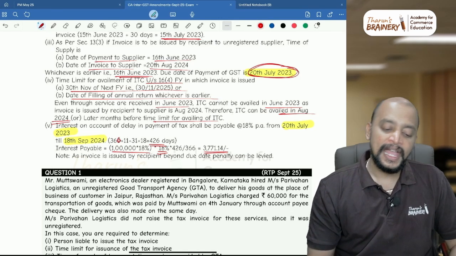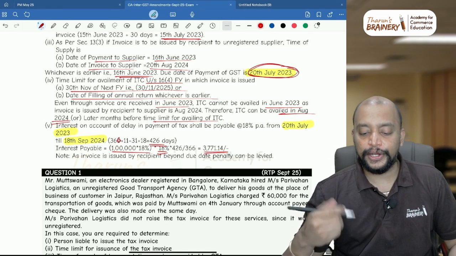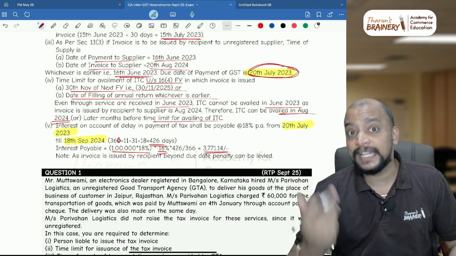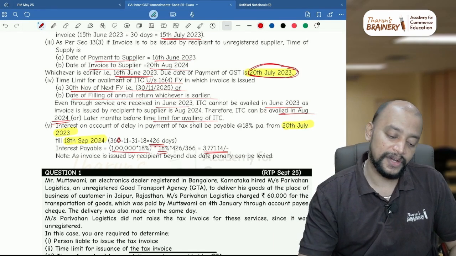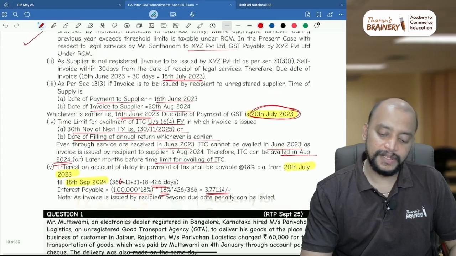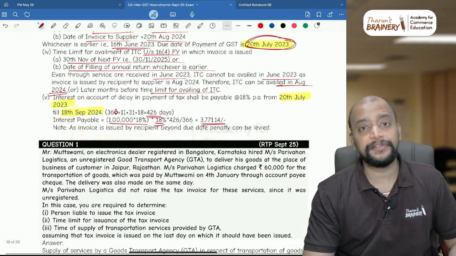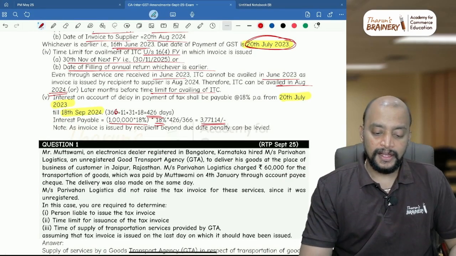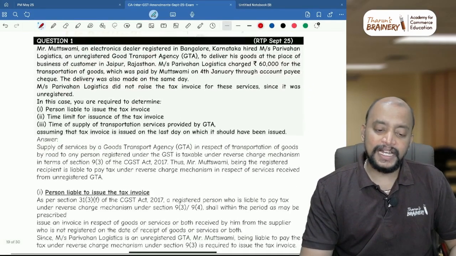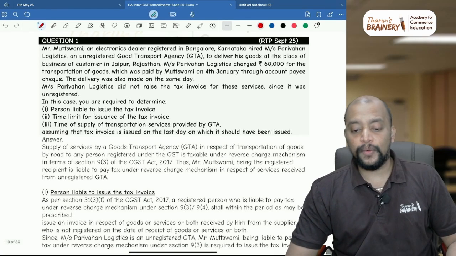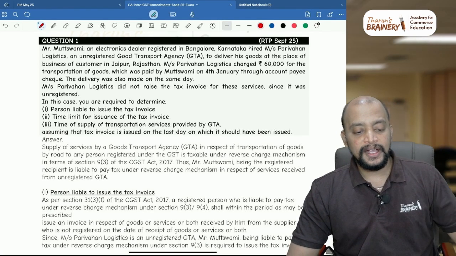3,771 rupees. As the invoice is issued by the recipient beyond the due date, even penalty can be levied in this case. Okay, so that's the answer for this. Penalty can also be levied on account of delay in issuance of invoice. So that is with respect to this, and in RTP they gave one question related to it.